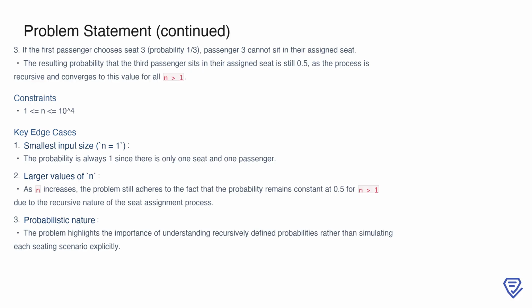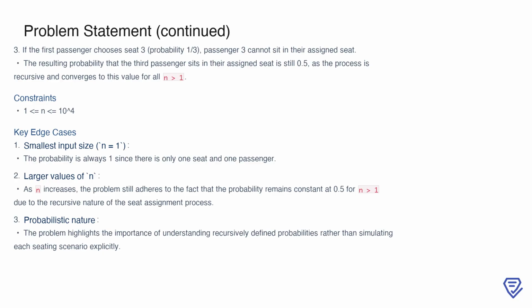The probability that the nth passenger ends up in their assigned seat remains constant at 0.5. This is because the random nature of the first passenger's choice creates an equal likelihood for displacement across all subsequent passengers. It's also worth noting some key edge cases. For the smallest input size, when n equals 1, the probability is always 1 because there's no randomness involved. For larger values of n, the process remains recursive and converges to a constant probability of 0.5.